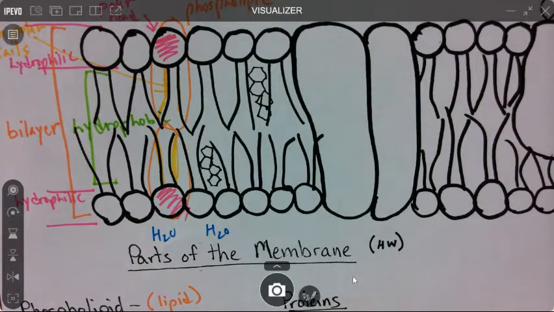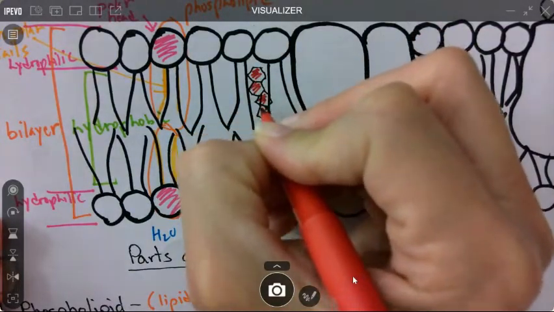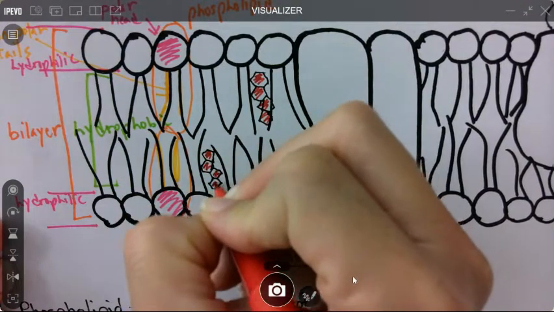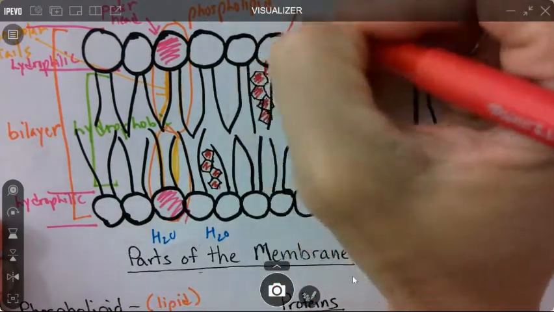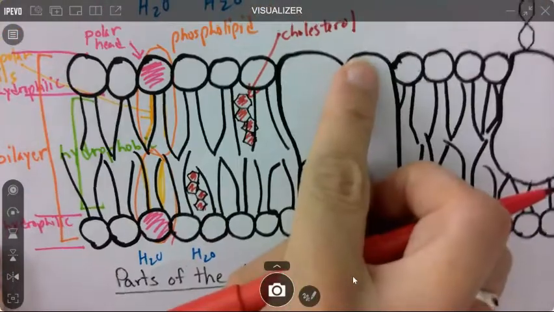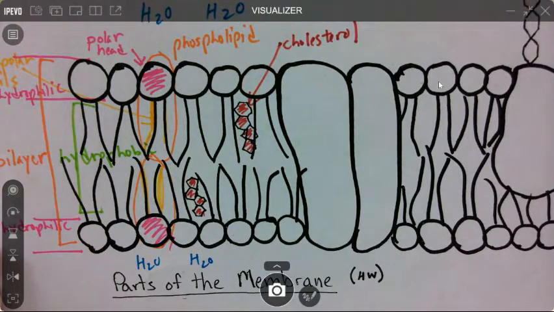Now, what if it gets too cold? Okay, we want to prevent the phospholipid bilayer from freezing solid. So we put these little ring structures in here, 4 rings with a little tail, and those are our cholesterol. And cholesterol, these are another type of lipid, right? So let's go look down here at cholesterol.